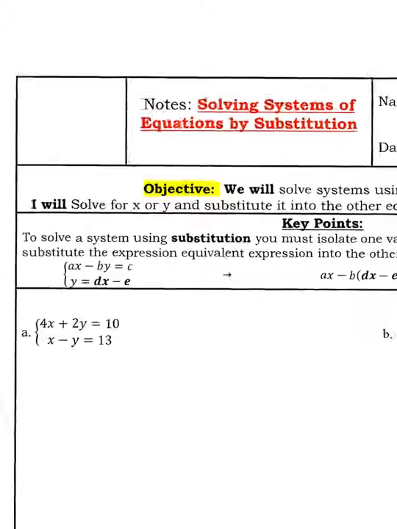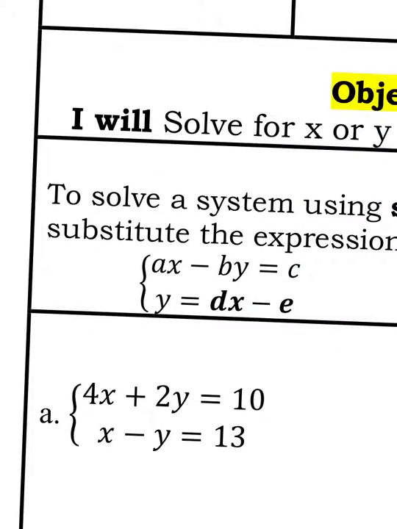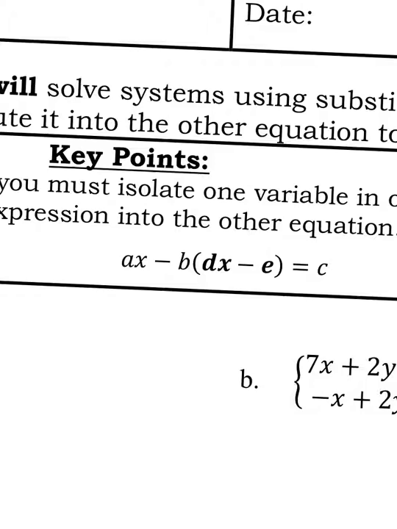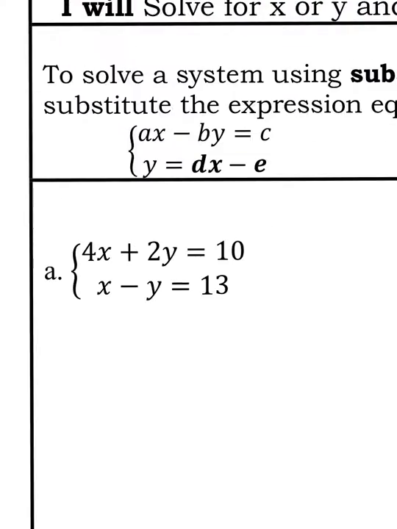I don't know if this helps, but if you have two equations, and the second one is equal to y, so dx minus e, if I plug that in for y where it says by, instead of b times y, it's going to be b times dx minus e. And that's what this is saying right there. So it might look a little confusing, and hopefully it makes a bit more sense once we do some examples.